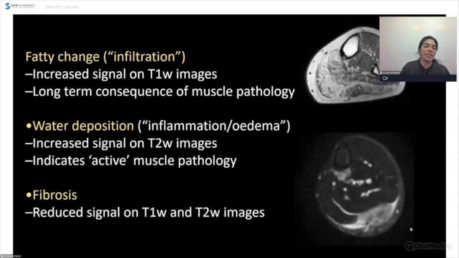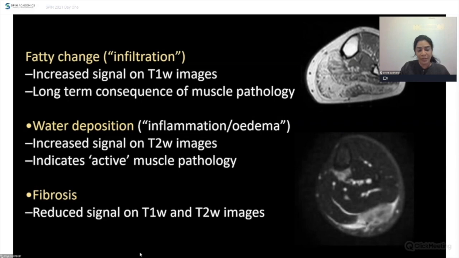So what do we look at after obtaining these sequences? One is a fatty change, or the infiltration of fat associated with muscle involvement, that is seen as increased T1 signal. And this is a long-term consequence of muscle pathology. The next one that we see is water deposition on T2 weighted images, which is inflammation or edema, that indicates active muscle pathology.